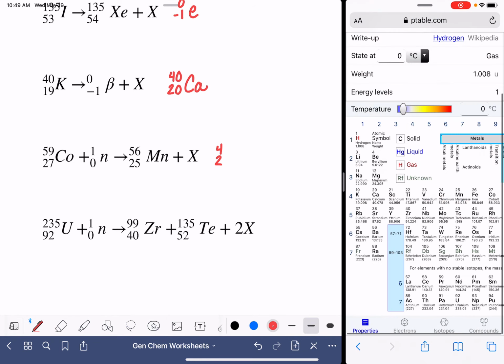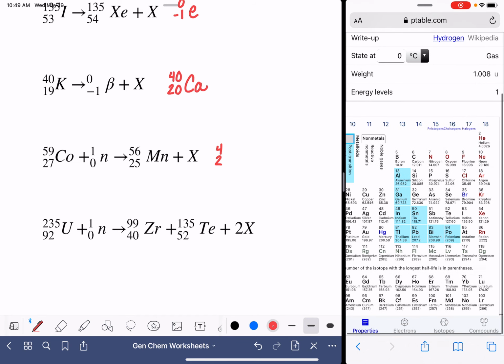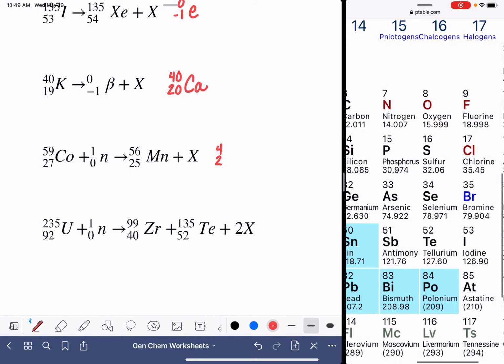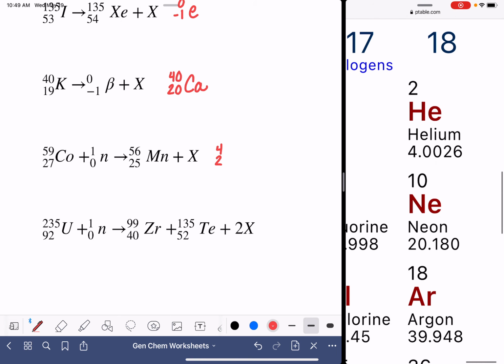This is helium. I don't know why all of a sudden my periodic table has changed colors. That's okay. Atomic number of 2 is helium. This is also in nuclear reactions sometimes written as an alpha particle, so you could write it either way.